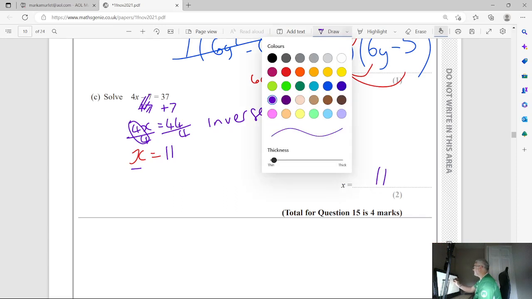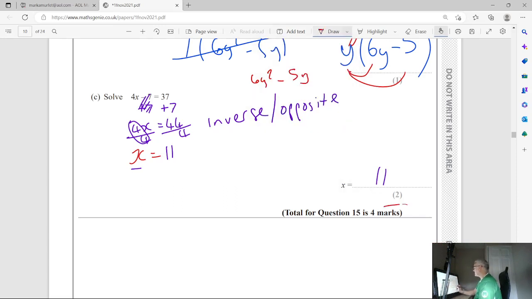And again, thinking about your marks, there's 2 marks for this one. 1 mark for that step, 1 mark for that step and the answer. So if you do one of these steps correctly, you'll get half marks. If you do both, you'll get the right answer.